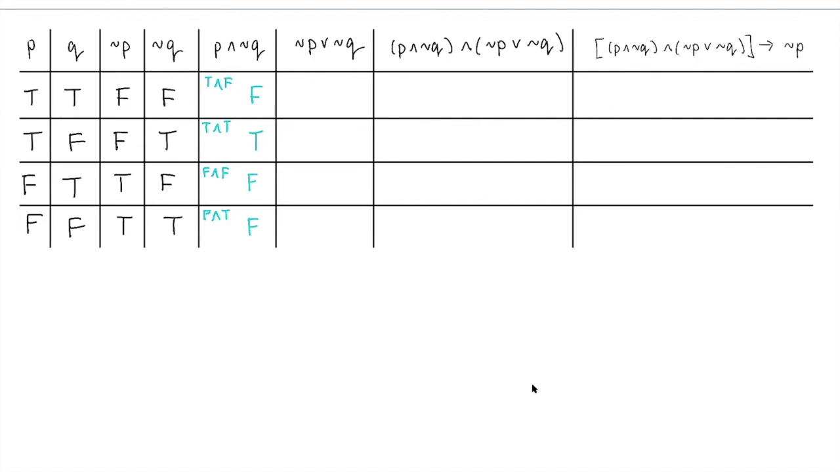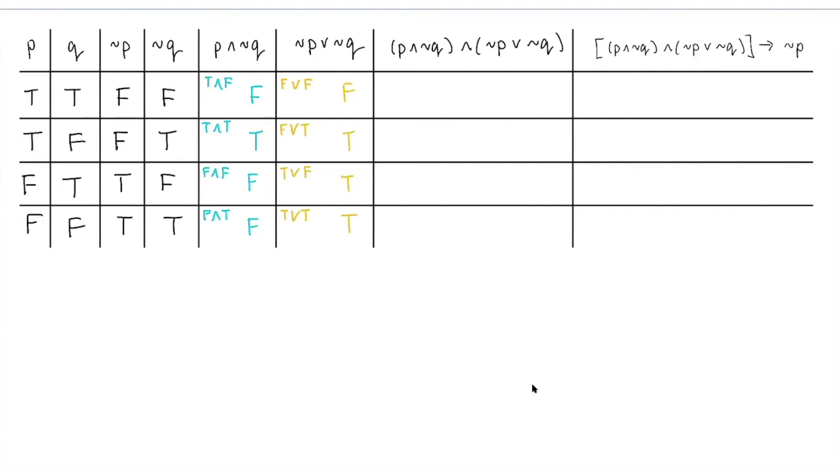Then we move on to premise 2. So I've got to put not P first. Then I've got to put not Q, which is false, true, false, true. And here we're doing the or. Okay. So as long as one is true, the or statement is true, which happens in these ones.